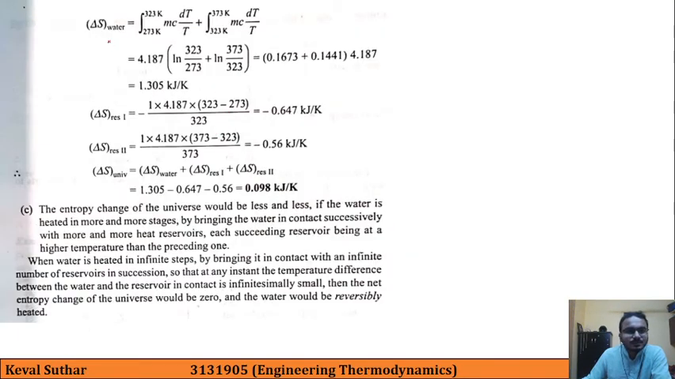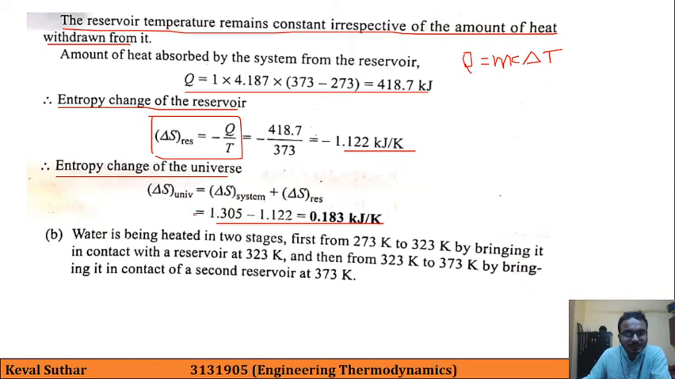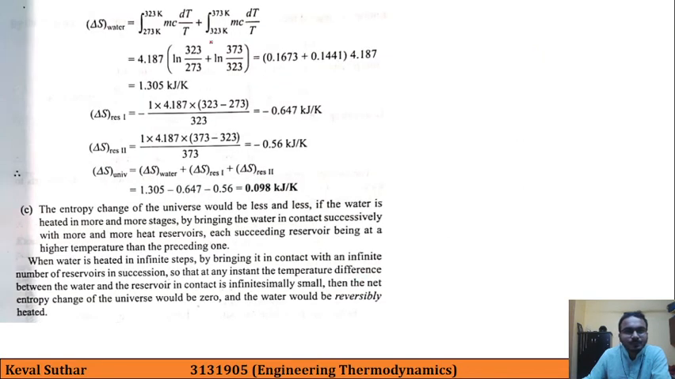So here we have two different stages. Water is first heated from 273 to 323 by bringing it in contact with the reservoir at 323, and then from 323 to 373 by bringing it in contact with the reservoir at 373. So the formula is the same, but integration is done in two different stages. So finally we are getting this.